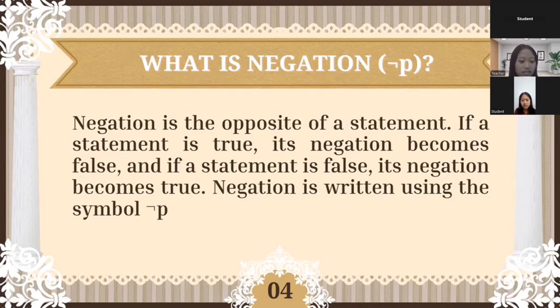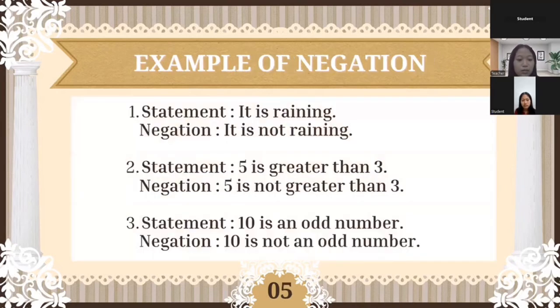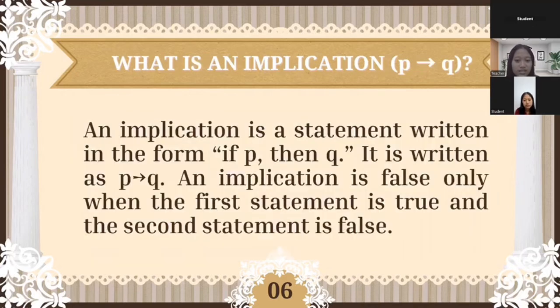And then the example. Number one, statement: it is raining. Negation: it is not raining. Number two, statement: 5 is greater than 3. Negation: 5 is not greater than 3. Any question? No. Okay, good.